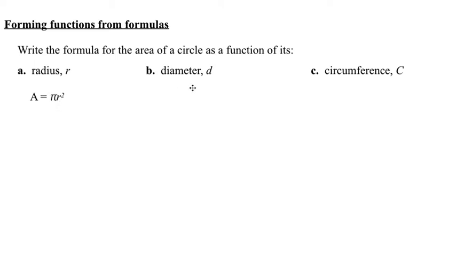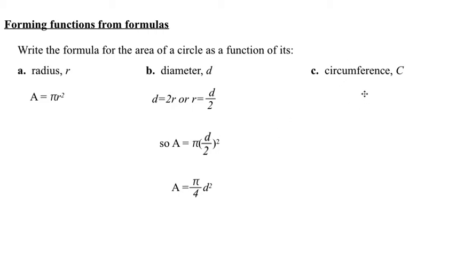Then to write a formula for the area in terms of the diameter, we need a formula for the relationship between the diameter and the radius. Since the diameter is twice the radius, once we solve that for r, r is half of d, or d over 2. Then we can plug that back into the formula we had in part A. That gives us A equals pi times d over 2, the quantity squared. And we can simplify that a little bit and write that as pi over 4 d squared.